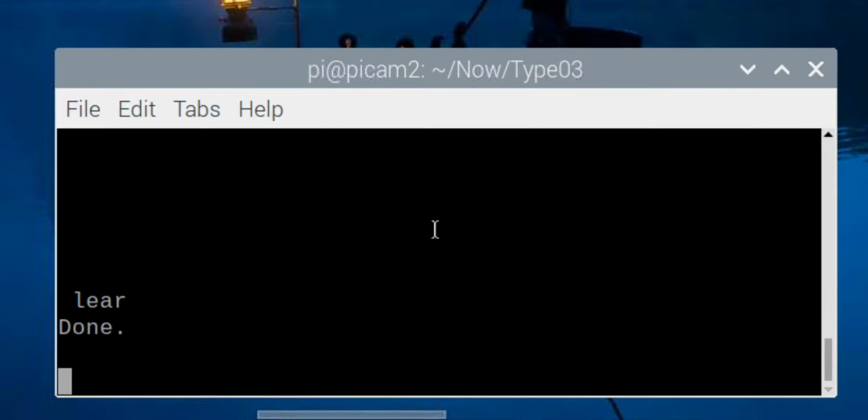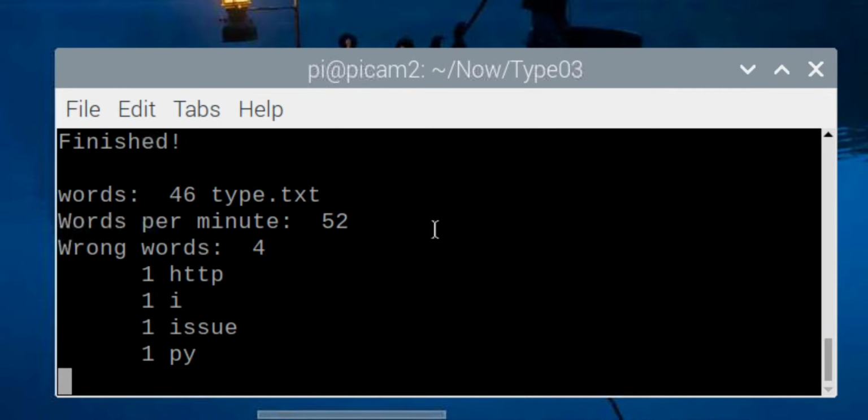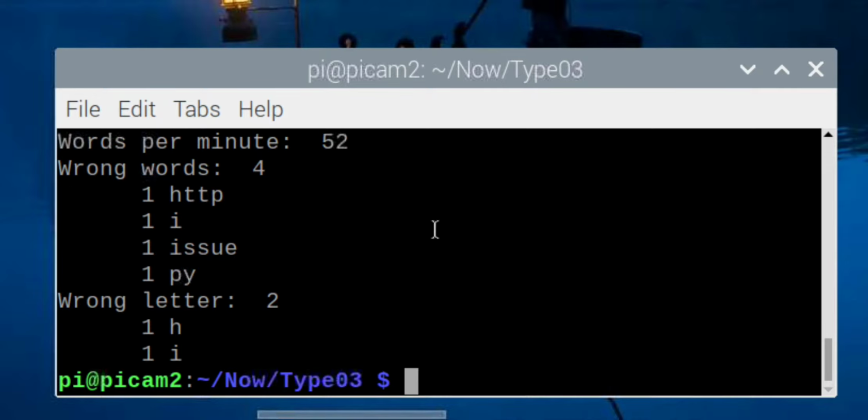And that's it. So you actually can see that the user interface is really nice over here. I have 52 words per minute. That's because I'm talking and I'm doing this stuff over here. But you can see that the interface is really nice.